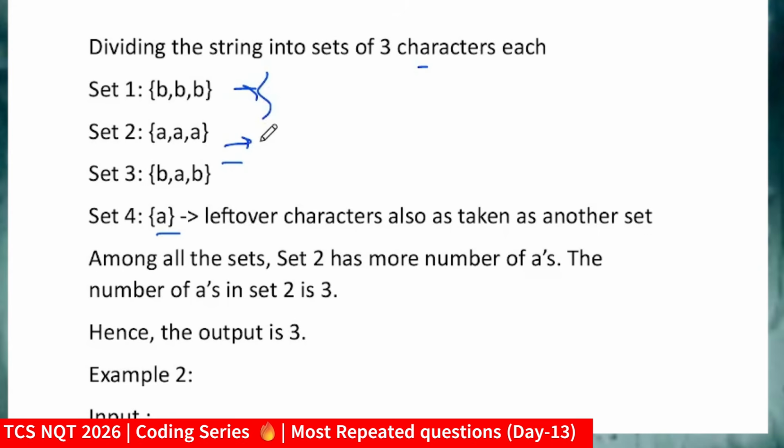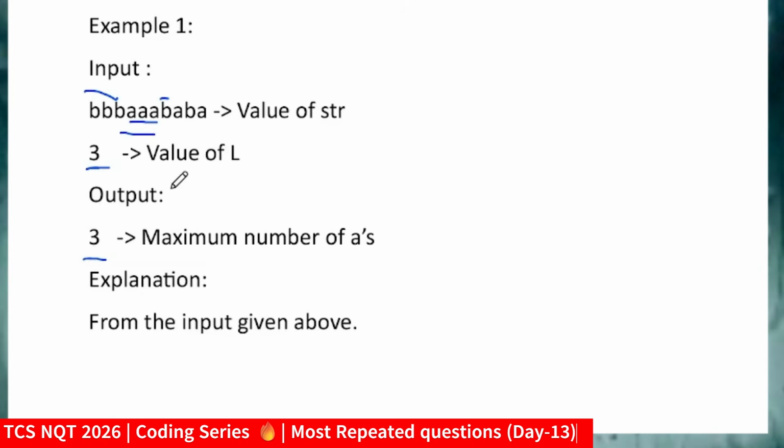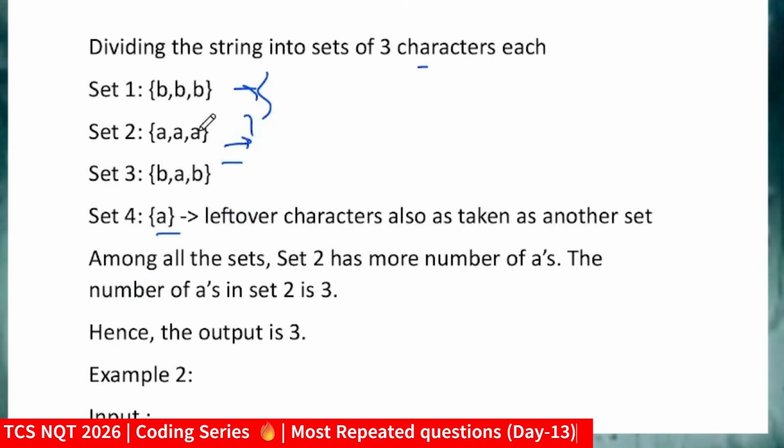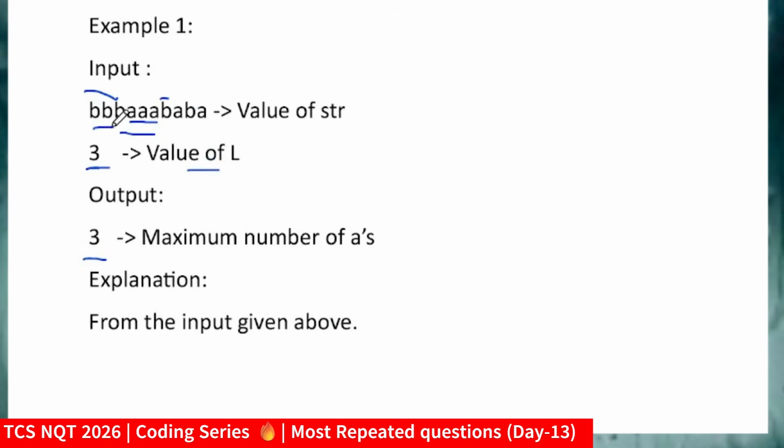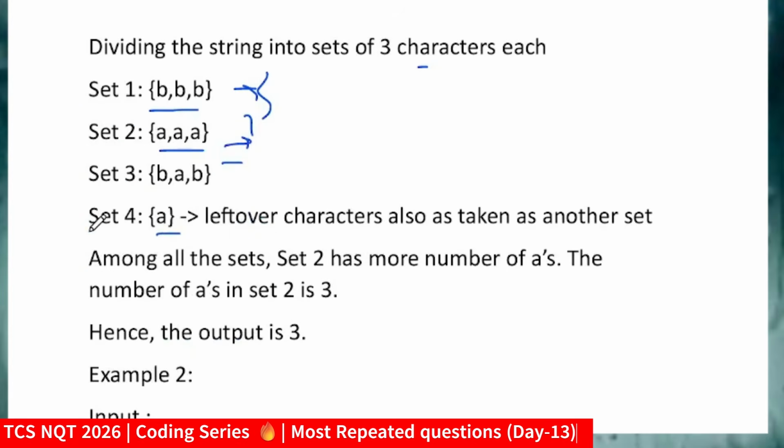The question says you have to make groups of L, and whatever characters are left you consider in another set, not in that particular set. Here the value of L was 3, so first BBB, then AAA, then BAB, and the last will be empty. That will also be considered as our set number 4. So among all the sets, set 2 has the most A's.